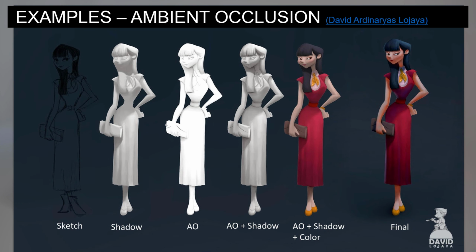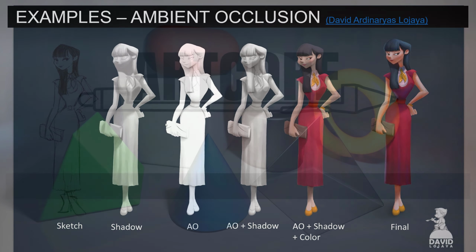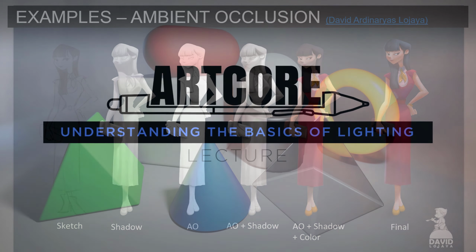So here's another example from this artist, David. You can see the sketch, you can see the shadow pass that's been put together, you can see what was created for AO, and then combining that AO and shadow together, and then putting AO and shadow and color, and then doing final lighting and putting highlights and gradients and color gradients on there. So again, it produces a really highly three-dimensional look to it, and it does feel like it emulates what happens in the computer whenever the computer renders these things out.